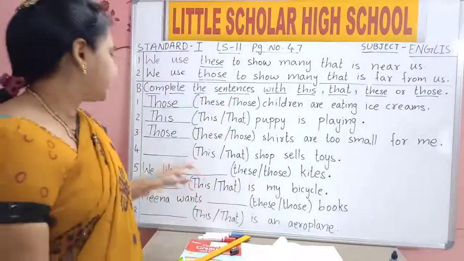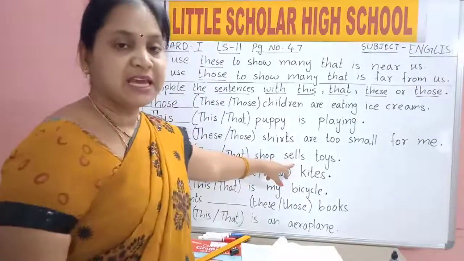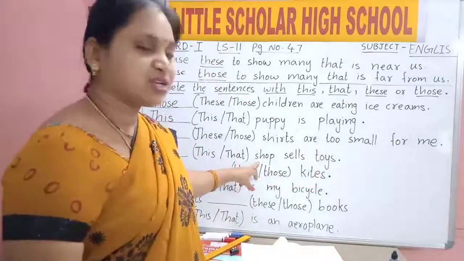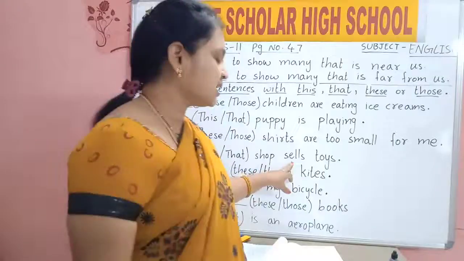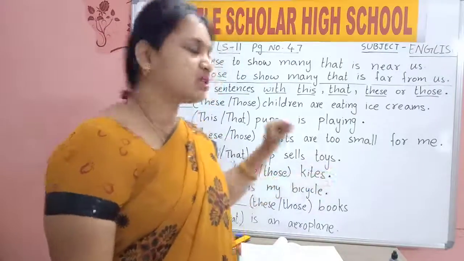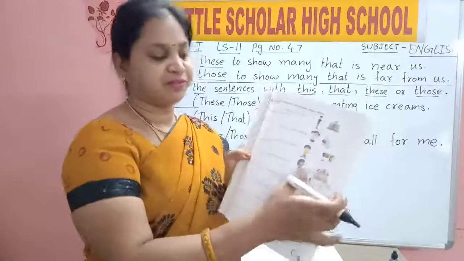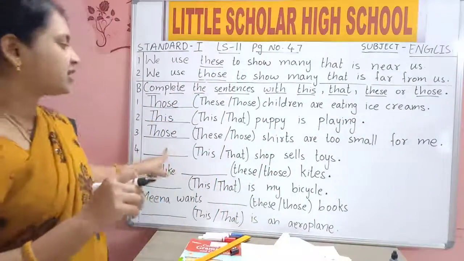Next, dash shop sells toys. So, is the toy shop near or far? Far. So what is she saying? That. That shop sells toys.